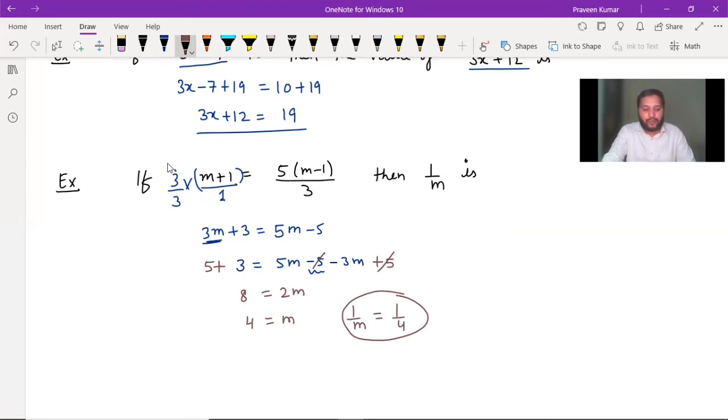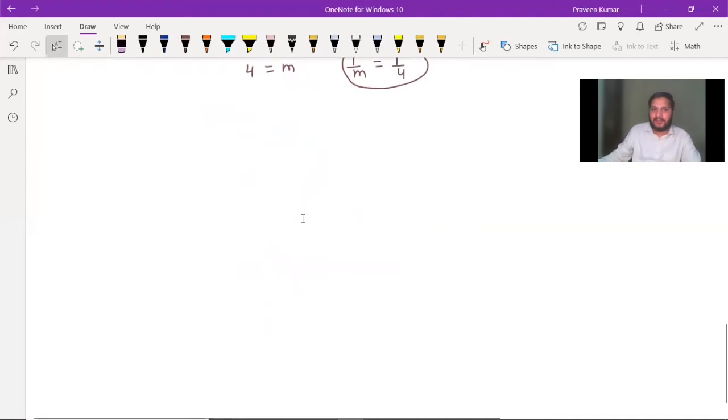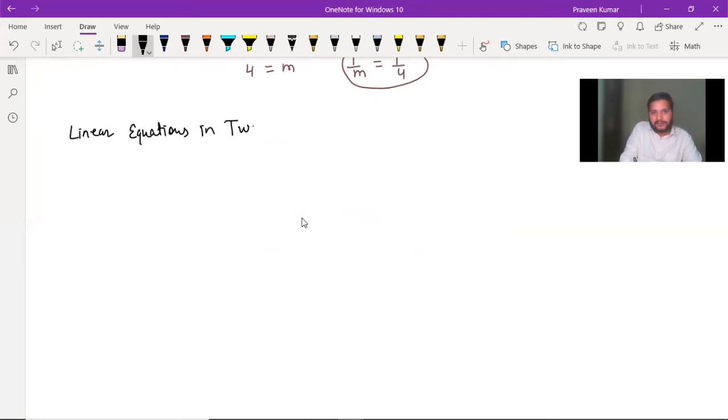Now let us move to linear equations in two variables.